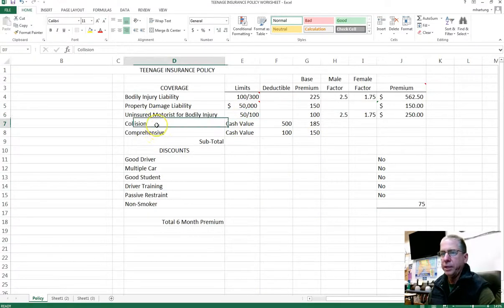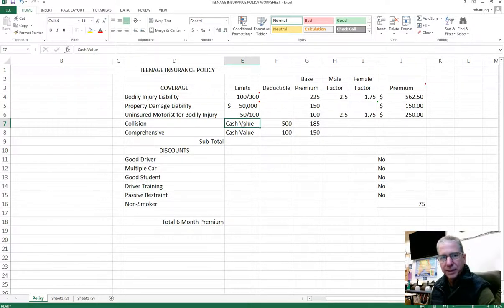All right, collision insurance covers your vehicle if you collide with something or you roll the vehicle over. In this case, cash value means they will pay you what the vehicle is worth at the time of the accident. They would go to Kelley Blue Book, look at the value based on the year of the vehicle and how many miles are on it, and you would get that cash value amount.